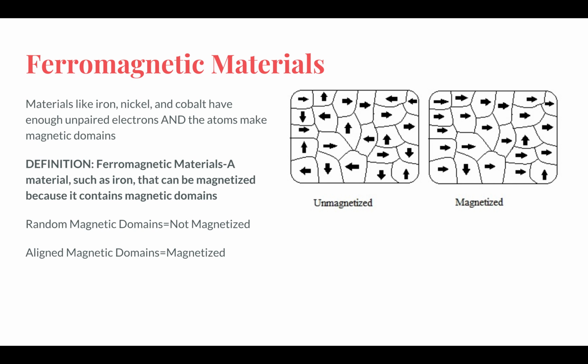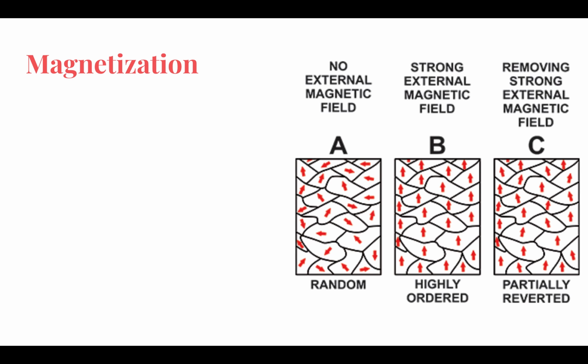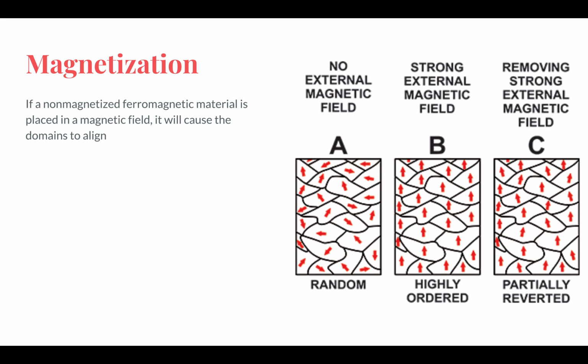Now, let's talk about how you make something magnetized, because you have a nail. That nail is not just automatically magnetized. You have to do something. So, if a non-magnetized ferromagnetic material is placed in a strong magnetic field, it will cause the domains to align.